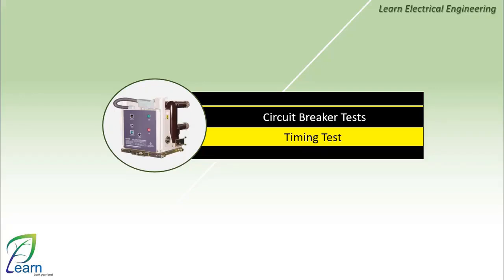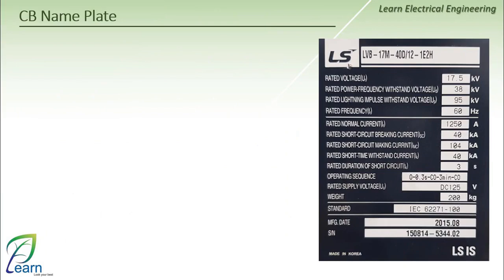God willing, we will talk together about one of the most important tests conducted on circuit breakers, which is the timing test. In order to perform the timing test for the circuit breaker correctly, I need to refer to some data that is written on the circuit breaker nameplate, in addition to some test results that are available in the FAT test or the factory acceptance test.